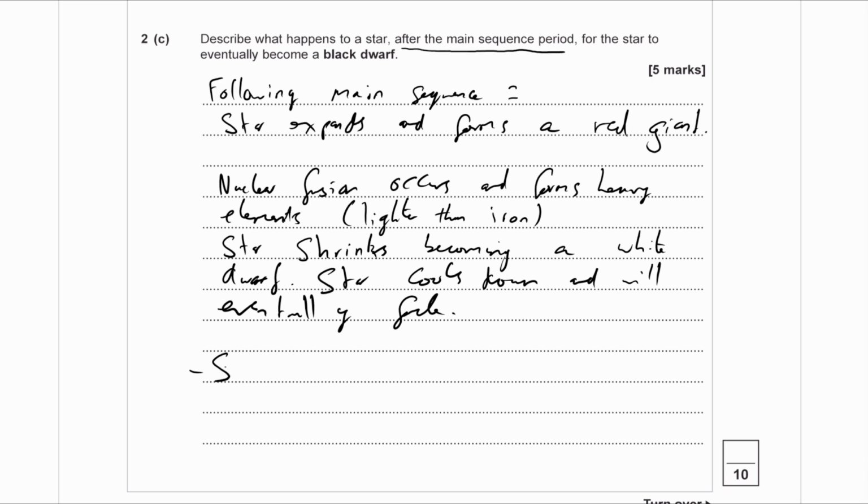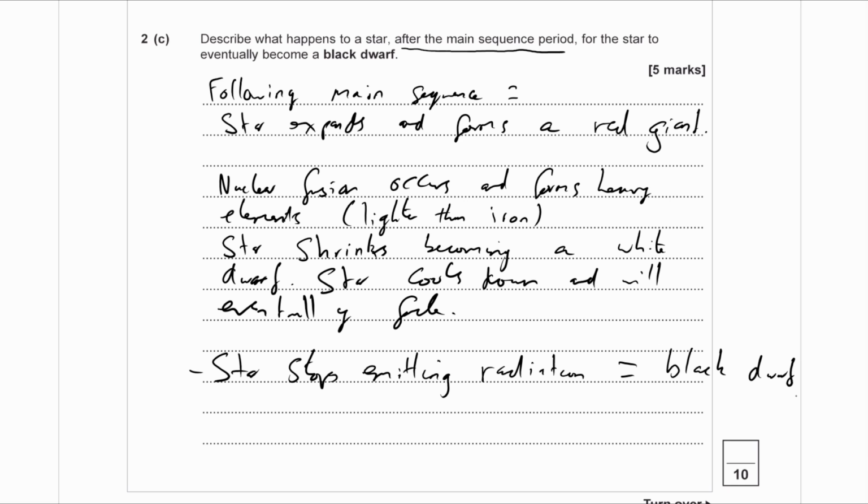Now, eventually, the star stops emitting, or releasing if you like, but emitting is the better word, radiation, which equals a black dwarf. Because when it stops emitting radiation, we can't see it because no light's being given out, and so therefore it is a black dwarf. And that is good enough for 5 marks. We've gone into a bit more detail there than you really need to.